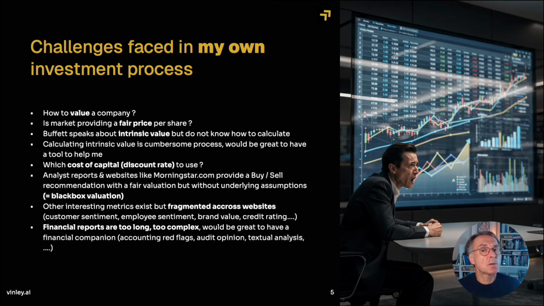I saw analyst reports, I will not disclose which companies, investment companies, and also websites like Morningstar, where they give you a buy-sell recommendation, but it's a black box assumption model. You have no clue how they value the company, what the underlying assumptions are, which for me creates a lack of transparency and explainability.